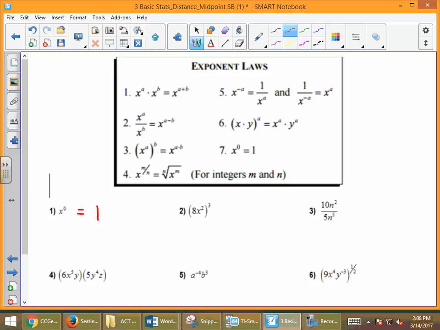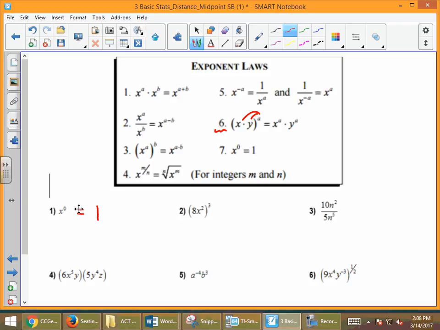If we look at 2, you notice in 2 we're raising a product to a power. So look at your chart. Find in the box. Number 6 is something similar. The exponent was on the outside. What does that look like we did with that exponent? Distribute. Everything's getting raised to that exponent.